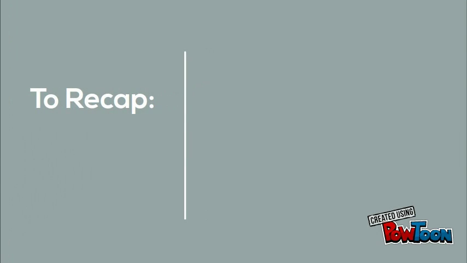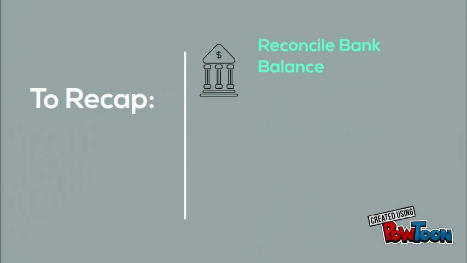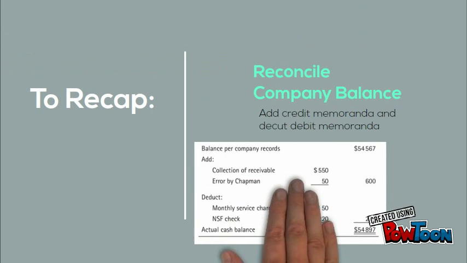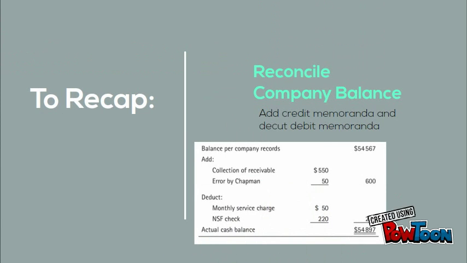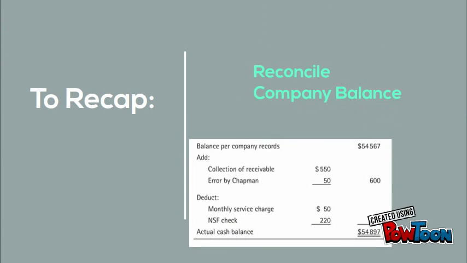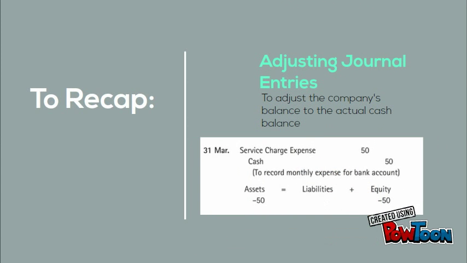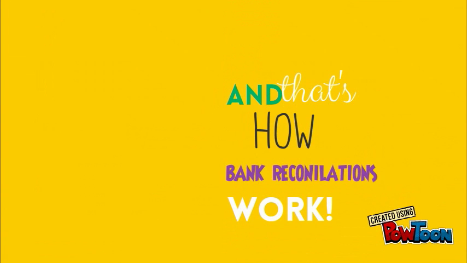So, to quickly recap, our first step is to reconcile the bank balance to the actual cash balance. Next, we reconcile the company's records to the actual cash balance. And lastly, we adjust the journal entries to reflect this actual cash balance. And that's how bank reconciliations work.